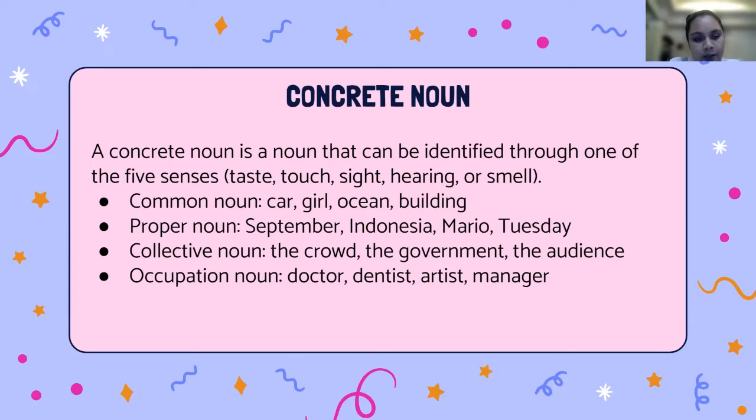The first one is common noun. Examples are car, girl, ocean, building. The second is proper noun. Examples are September, Indonesia, Mario, Tuesday. The third one is collective noun. Examples: the crowd, the government, the audience. And the last is occupation noun. Examples: doctor, dentist, artist, and manager.